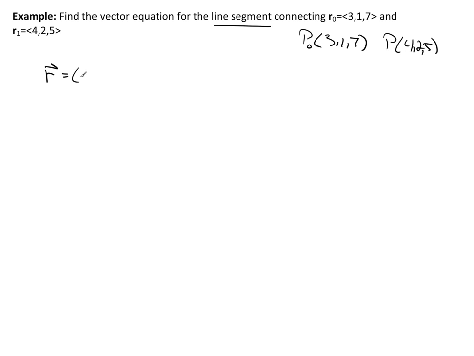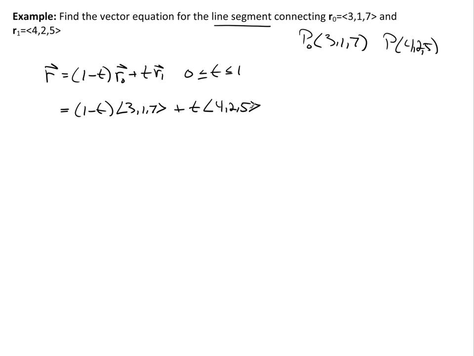So vector r is going to be 1 minus t times r naught plus t times r1, and I'm going to restrict t. In this case it's going to be 1 minus t times, well, r naught is (3, 1, 7), plus t times r1, which is (4, 2, 5). And of course, I don't lose sight of the fact that I'm restricting the domain of t.